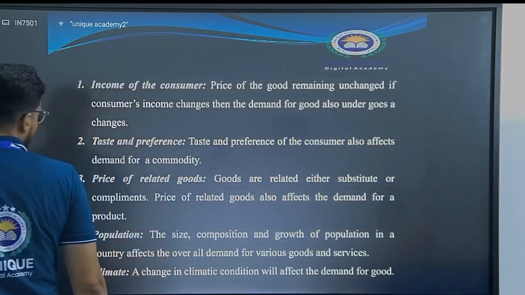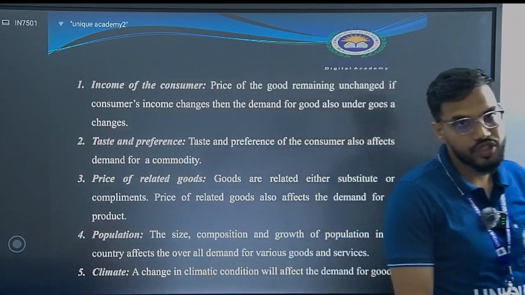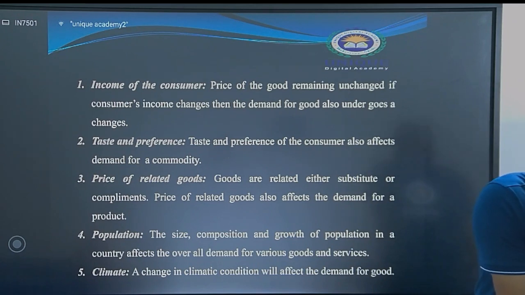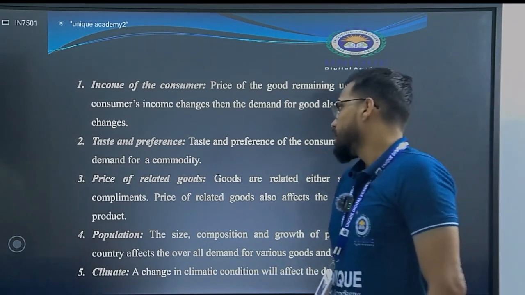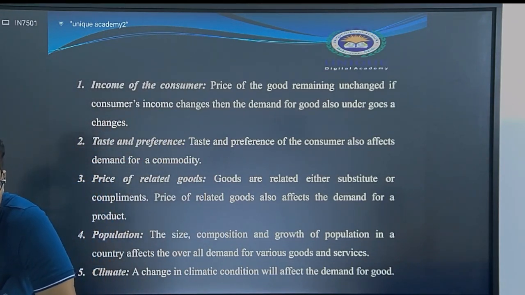Next, price of related goods. Related goods means substitute goods and complementary goods. Tea and coffee both are substitute goods. So when the price of tea increases, the demand for coffee increases, and people substitute coffee in place of tea, because tea and coffee are substitute goods. Another one is complements, like car and petrol. So the demand for one good also affects the demand for another good.